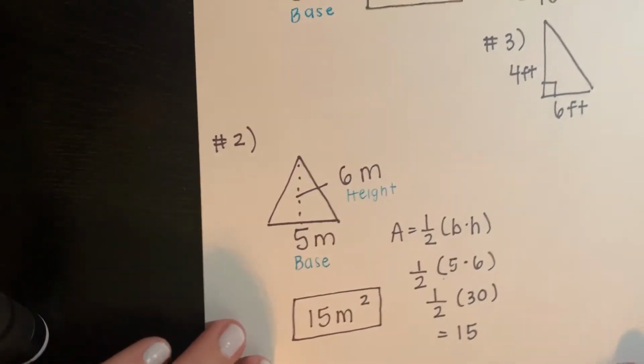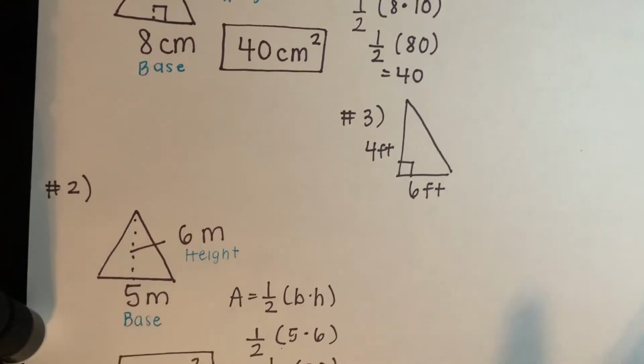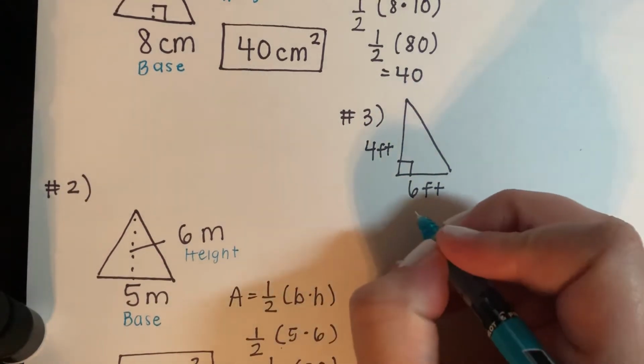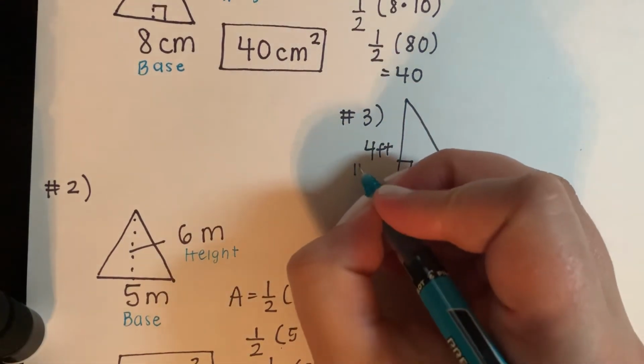The last one that we have is number 3. This triangle looks a little bit different than the ones that I have been doing, but that way you have a reference of multiple triangles so you're not confused when something comes up. So for this one, 6 would be the base, and 4 would be the height.